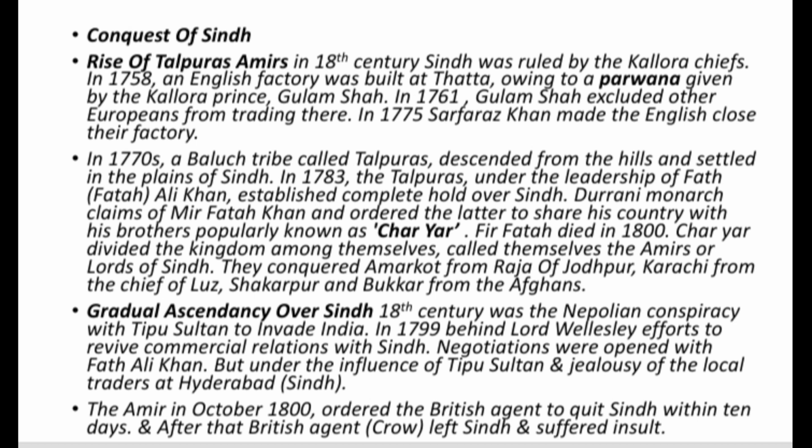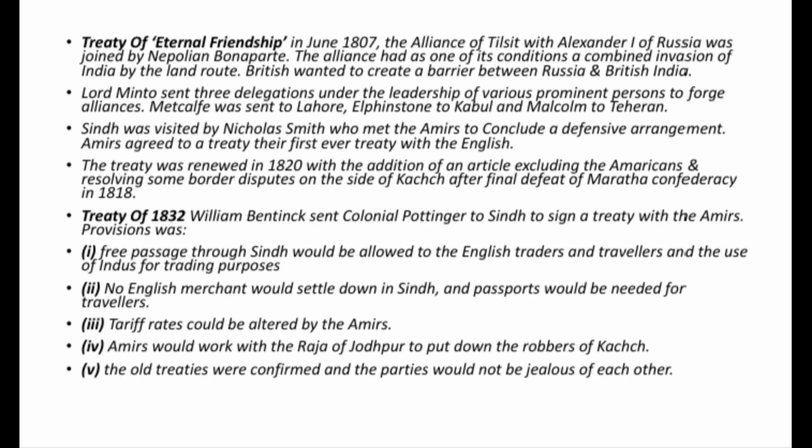After that, the Treaty of Eternal Friendship was seen in June 1807. The alliance of Tilsit saw Alexander I of Russia joined by Napoleon Bonaparte. The alliance had as one of its conditions a combined invasion of India by the land route. Now the British wanted to create a barrier between Russia and British India. To achieve this, Lord Minto sent 3 delegations under the leadership of various prominent persons to forge alliances. Accordingly, Malcolm was sent to Lahore, Elphinstone to Kabul, and McCallum to Tehran.